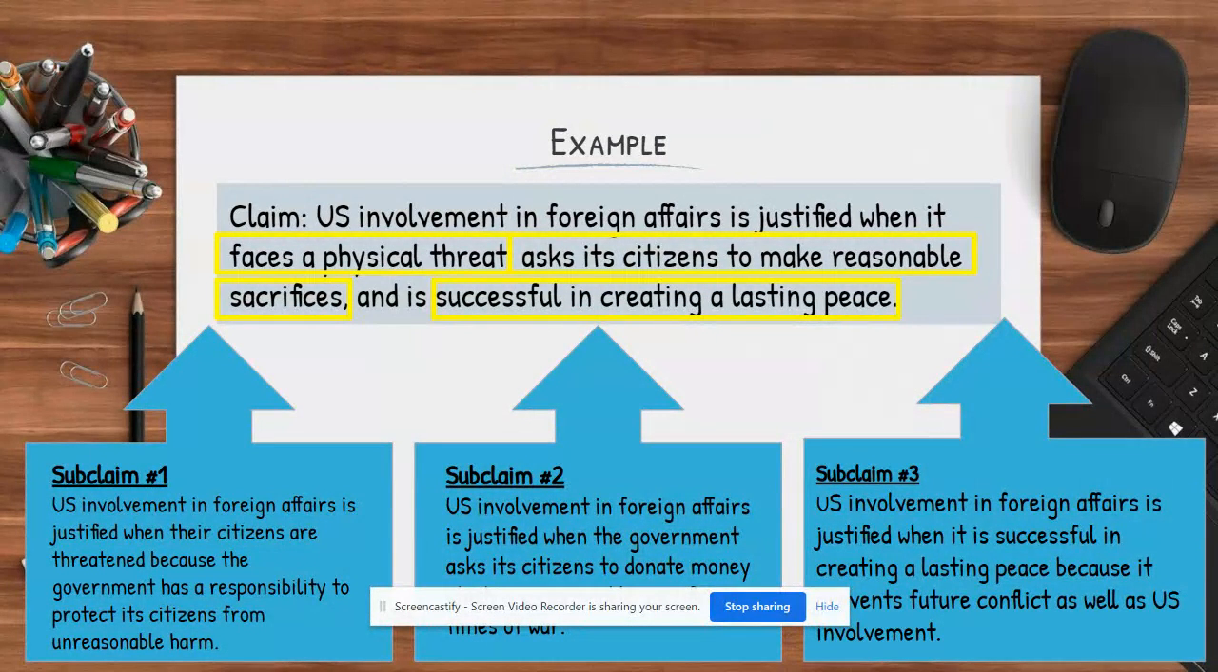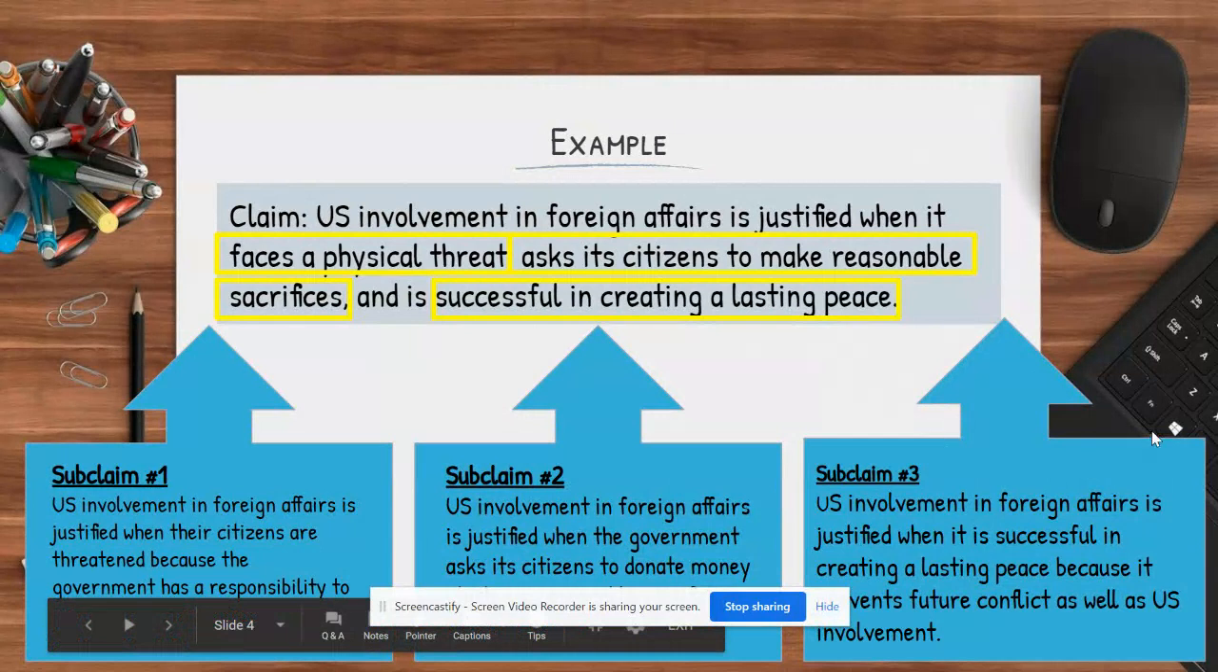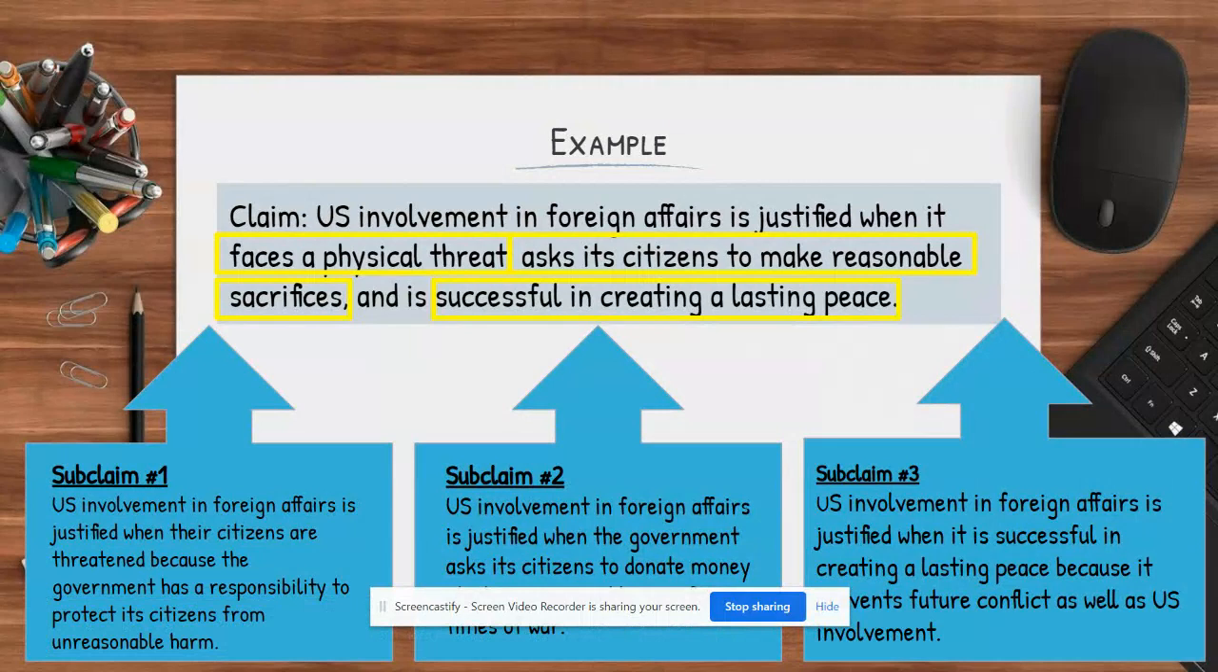So what does this look like? An example of a claim basically includes all of your three subclaims. So we have here, U.S. involvement in foreign affairs is justified when it faces a physical threat. Notice they've restated the words from the prompt. I have the subclaim down here: U.S. involvement in foreign affairs is justified when their citizens are threatened because the government has a responsibility to protect its citizens from unreasonable harm. You don't need to include all of that into your claim, just a quick summary of that specific subclaim.